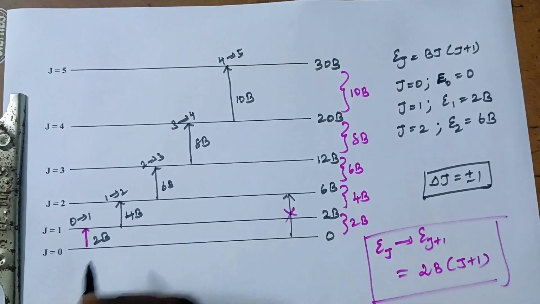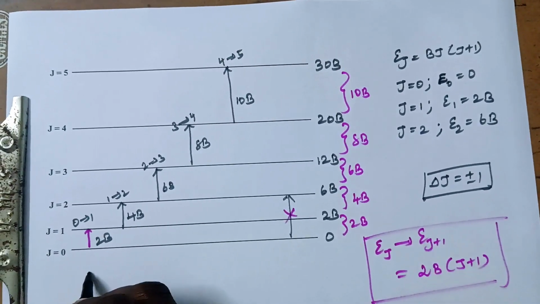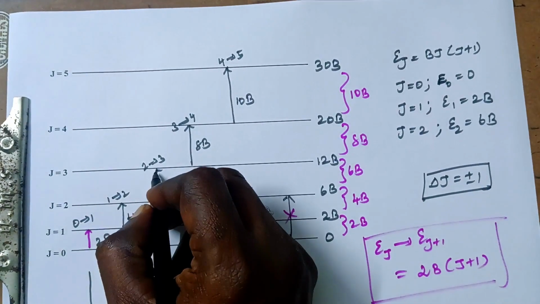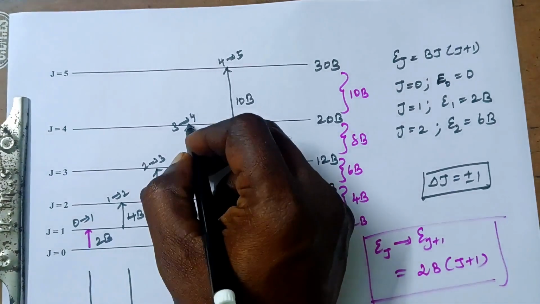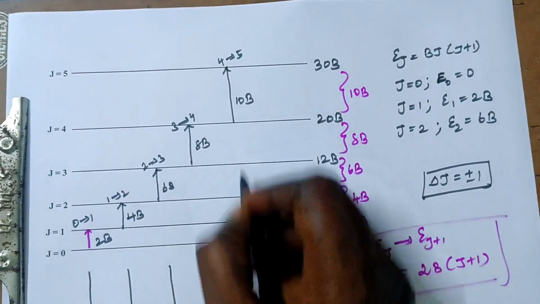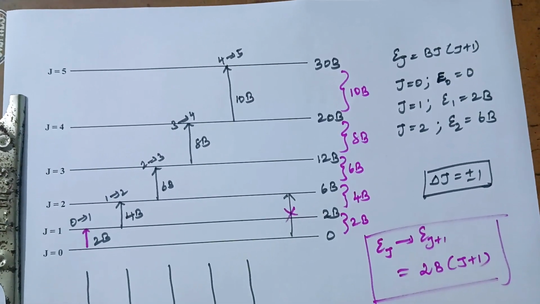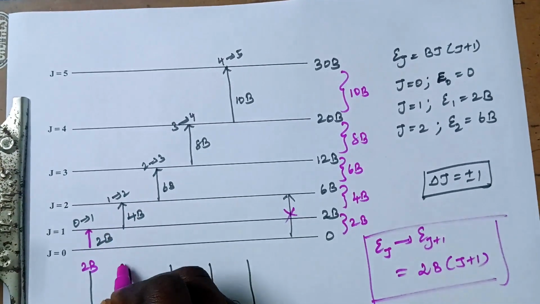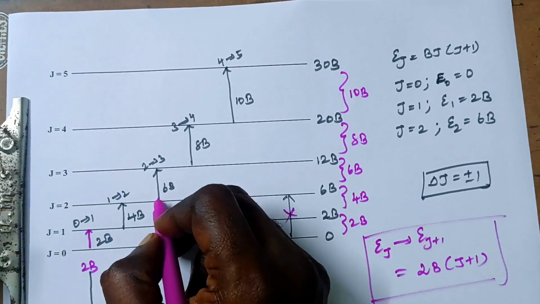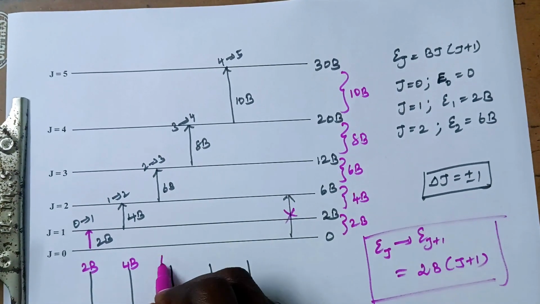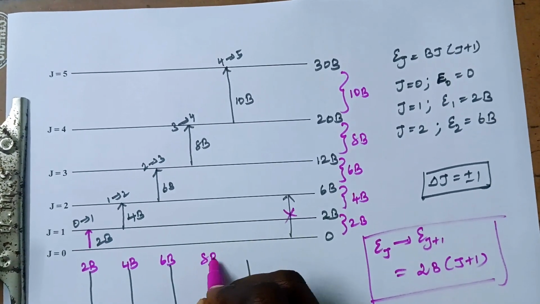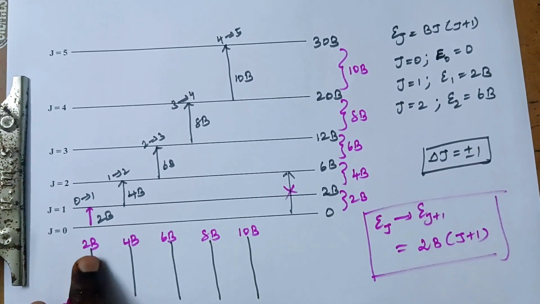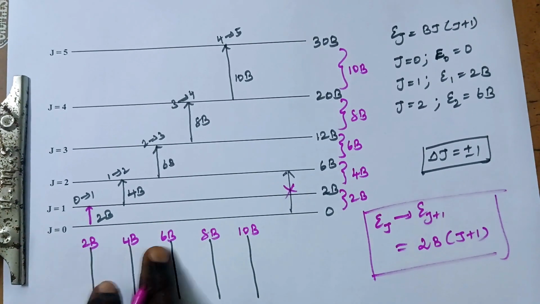Now we'll get the rotation spectra like this. For each transition we get a line, for this transition another line, and for this transition we get another line. The energies are: for 0 to 1, 2B, and 1 to 2, 4B, and 2 to 3, 6B, similarly 8B, 10B. So these are the lines obtained with these energy levels.